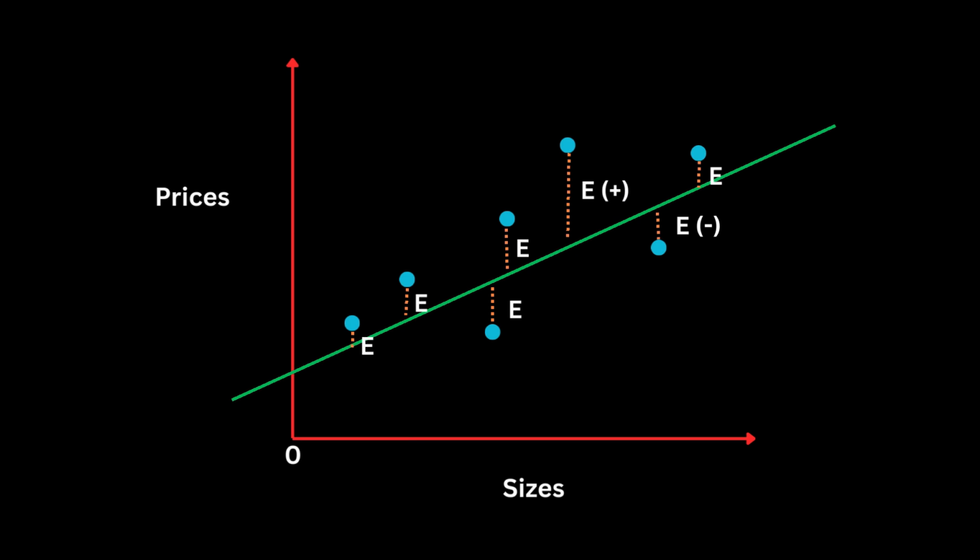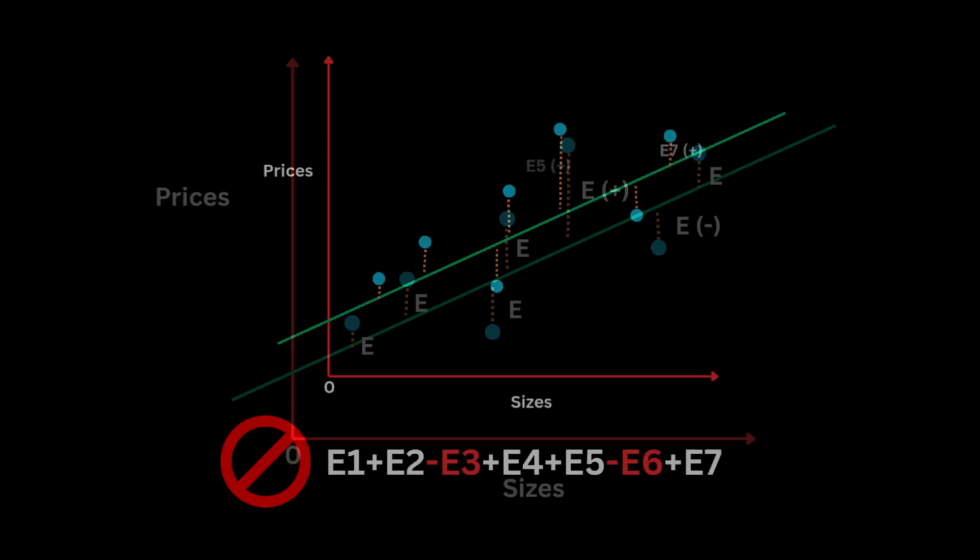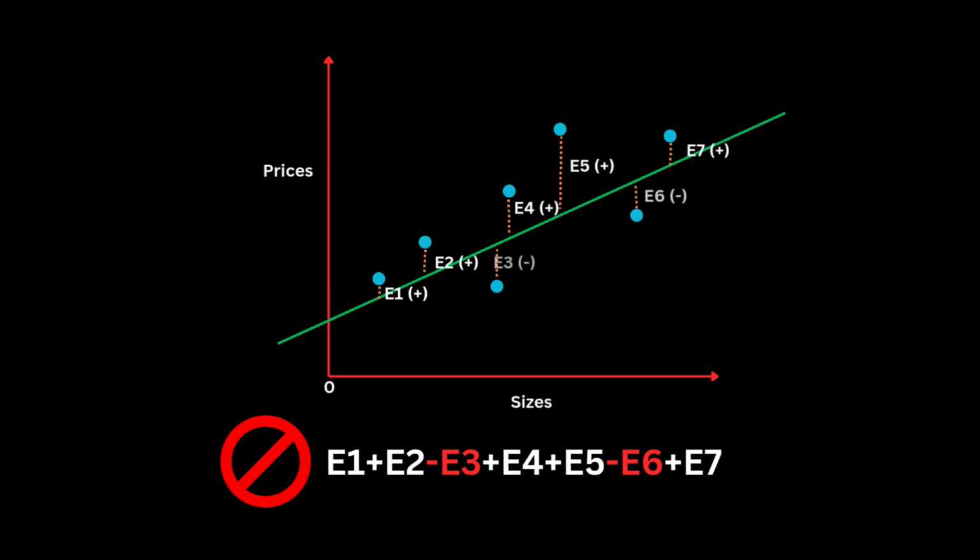So now we have a bunch of errors, one for each data point. But we still don't have a single way to judge how good or bad the line is. We need one score. You might think we can just add all the errors together. But there's a problem. Positive errors and negative errors cancel each other out. A very bad line could end up looking perfect.